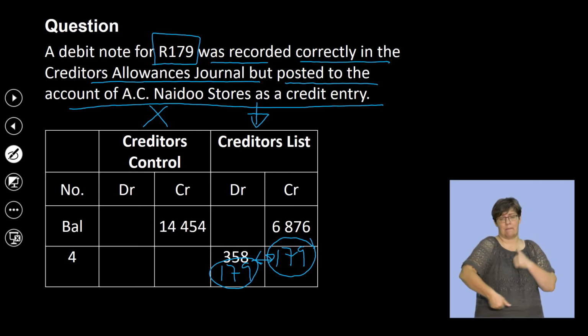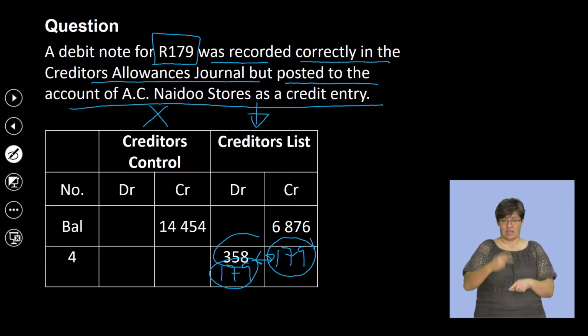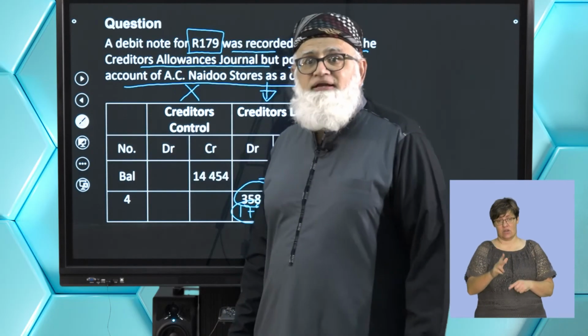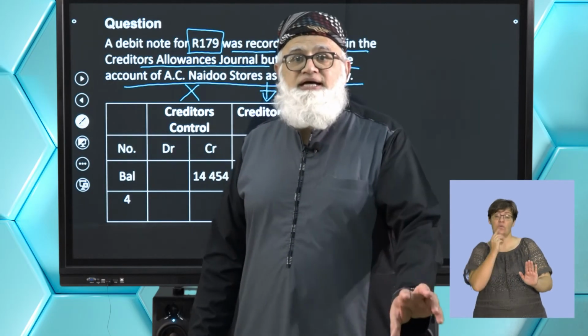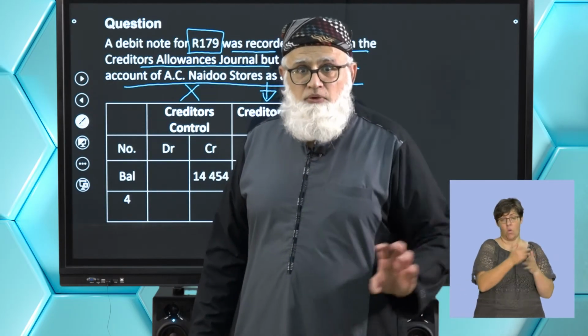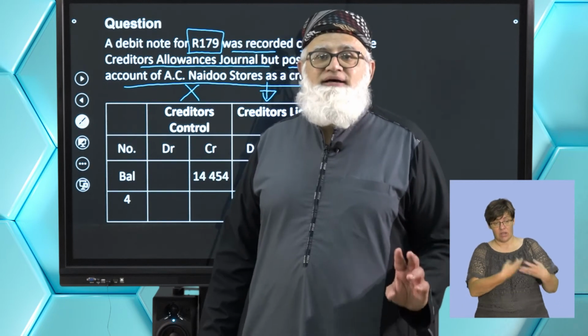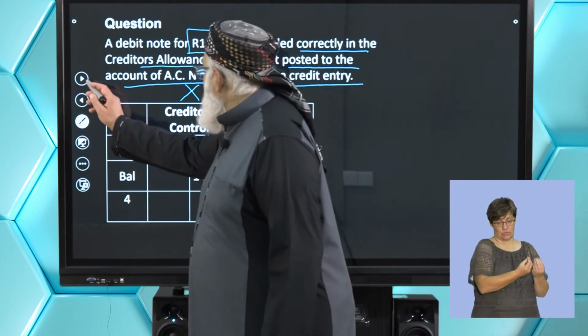So if it goes to the incorrect side, in order to fix it, we have to double it on the correct side. There's the double of 358 on the debit side to indicate the return or the allowance that was given to us by the creditor. Okay, next one.